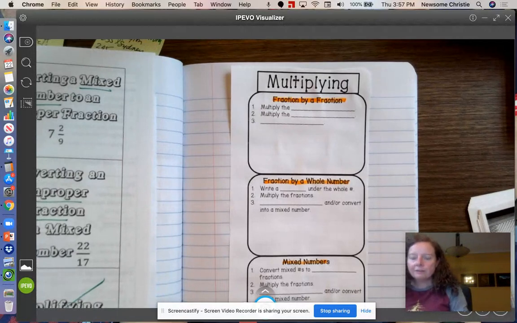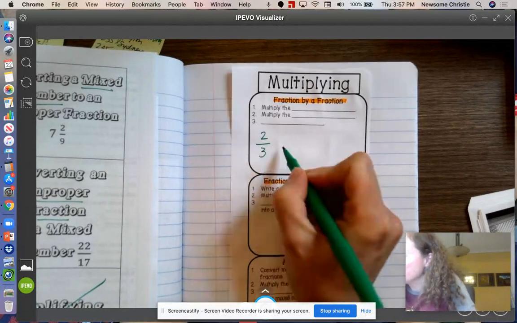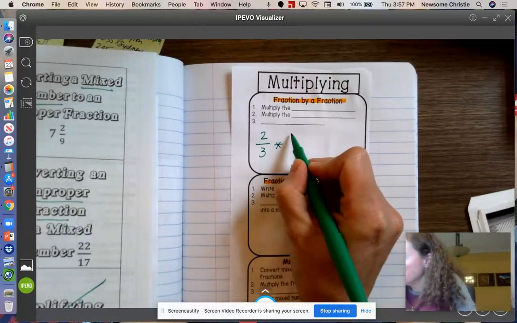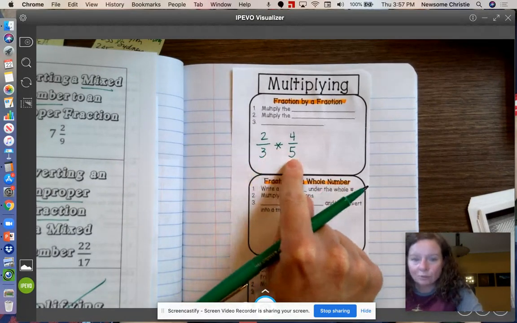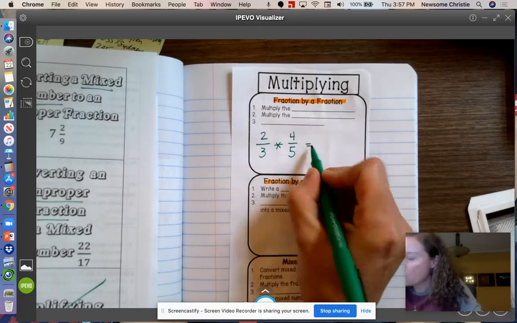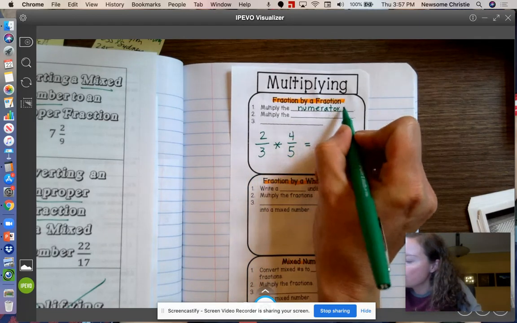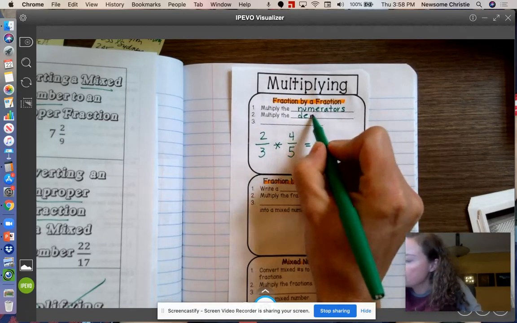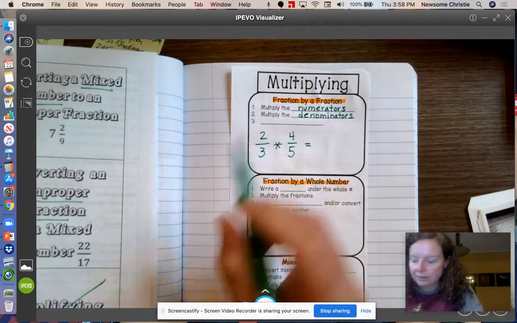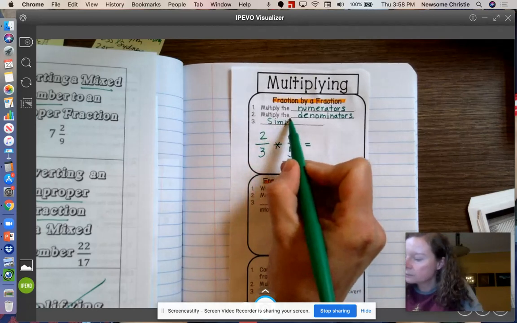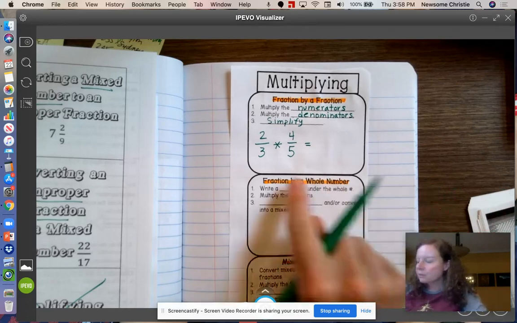So a fraction by a fraction is a problem that might look like this. Let's say we had 2/3 times 4/5, okay? So this is a normal fraction times a normal fraction. All we do is we multiply the numerators. Numerators are the top numbers, and then we multiply the denominators. And then the last step is always to simplify our answer. It's nice if you can give your final answer in its most simplified version. So let's try that with this example.